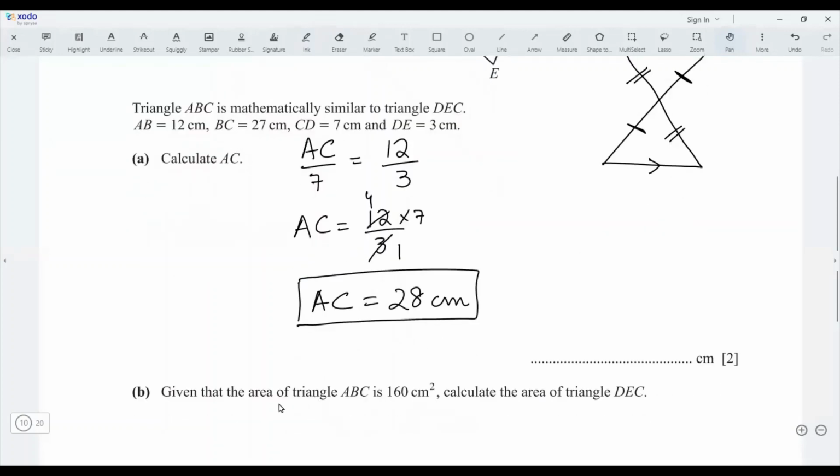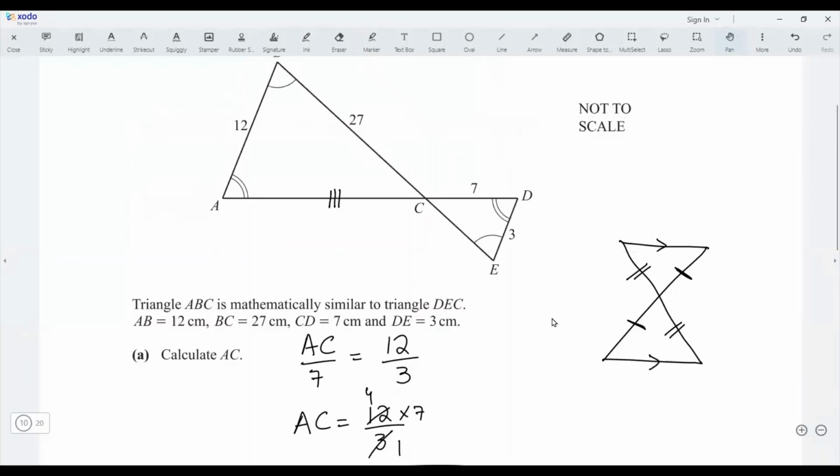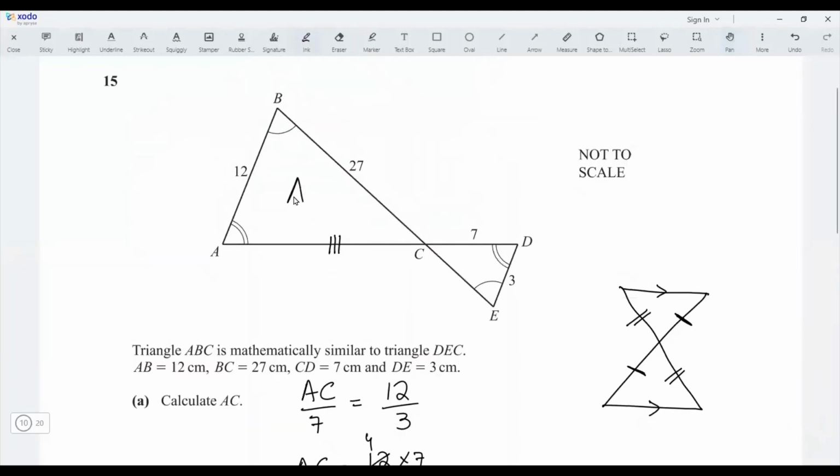So the next question is basically about the area of a triangle. The first triangle's area is given, and we have to find the area of the other triangle DEC. If we suppose this as A1, it is given as 160, and A2 is unknown. We have to find A2. We can take any of the sides that are given. In actual, the ratio of the areas must equal the ratio of the lengths squared.